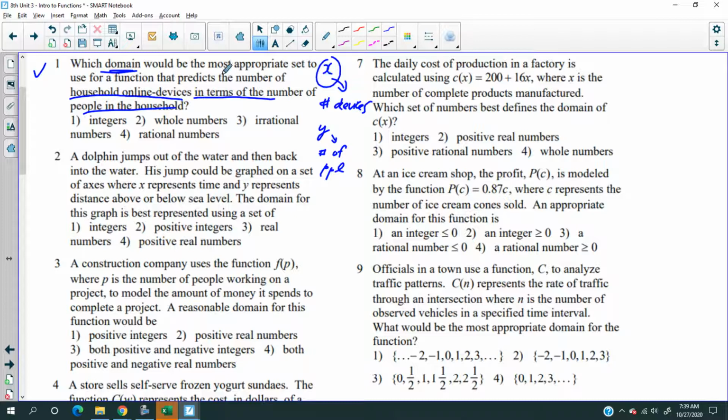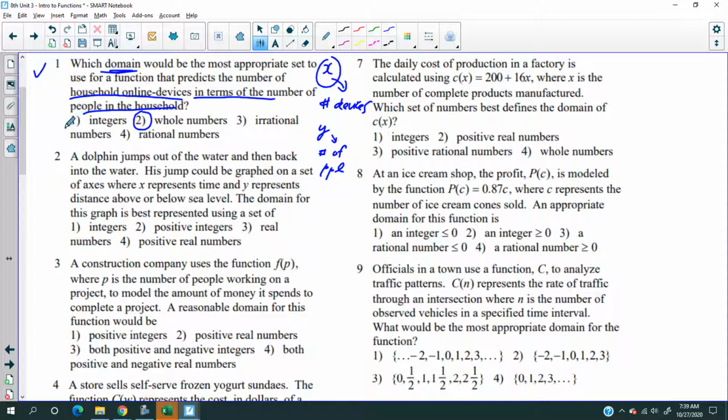All right. So now, what's the appropriate domain? What's the appropriate type of numbers for the number of devices? Is it integers? Is it whole numbers? Irrational numbers or rational numbers? Think about that. What do you think? Yeah, it's whole numbers. Why not integers?